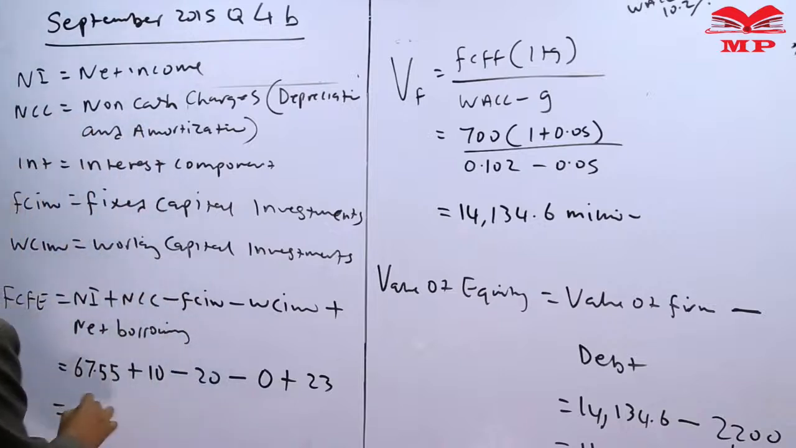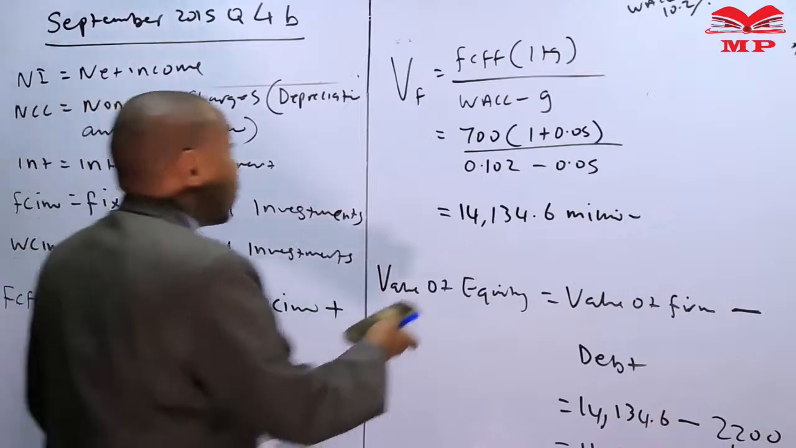So how much do we get as FCFE? 67.55, we add 10, then we less 20, then we add 23. We get 80.55 million. So we have the FCFE as 80.55 million. That is part 1. Part 2 of the question is asking us to compute the free cash flow to firm.